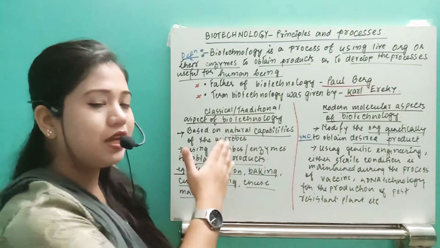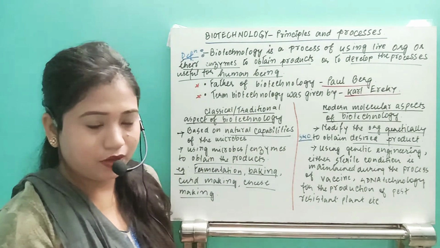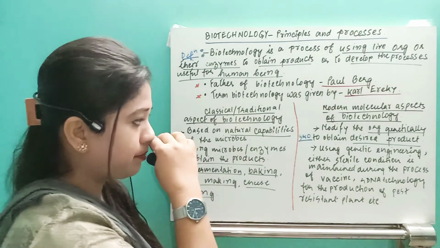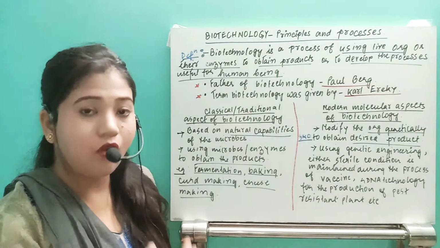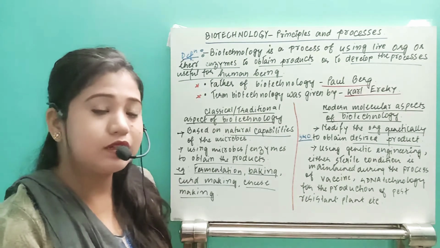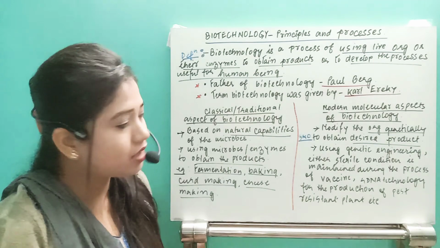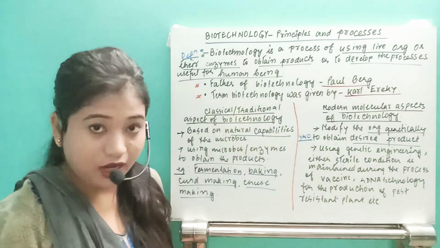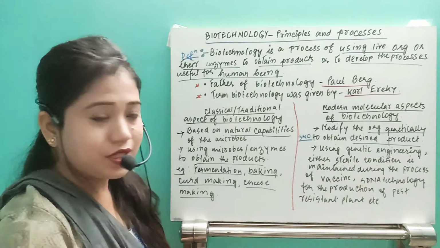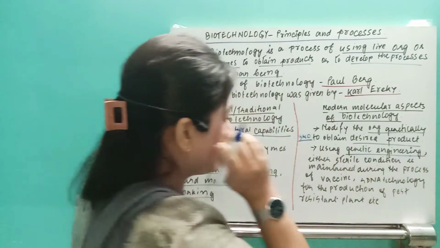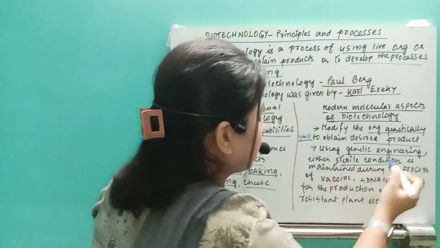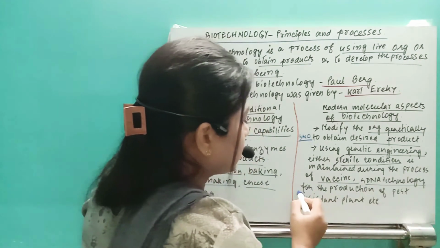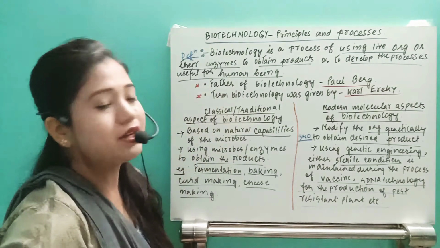Earlier, we used the natural capabilities of the microorganism, and whatever product they produced, we used it. But nowadays, we are able to get the desired product of our use. Okay, we can get our desired product by changing the genetic makeup of the microorganism, right? So we have two aspects. One is genetic engineering, where we can maintain a sterile condition for the production of vaccine, or rDNA technology, for the production of pest resistant plant, etc.